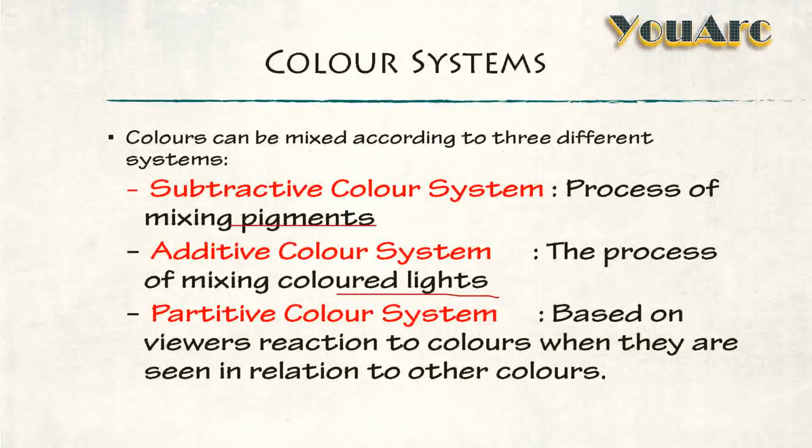Okay, the partitive color system is based on the viewer's reaction to a color when seen in relation to other colors. So we have to understand the viewer's reaction in relation to the other color, and after that this color system was introduced. So these are the three color systems: subtractive, additive, and partitive. So remember these color systems as well. So, moving on to the next slide.